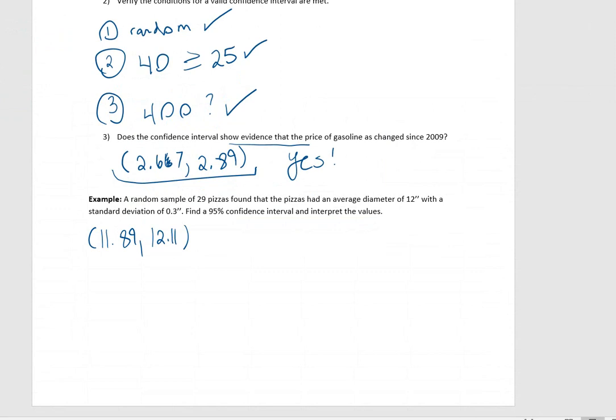So what that means when we interpret the values is that we are 95% confident that if we took all the pizzas ever produced from this restaurant and took their average, that the average would be somewhere between 11.89 inches and 12.11 inches.